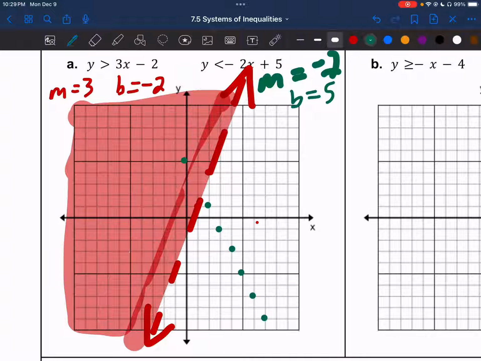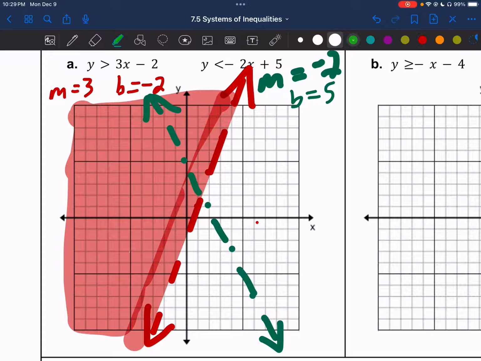And again, this is going to be a dashed line. So I'm going to try to just draw it in as dashed. It won't be as perfect, but it's all right for me. So if we are drawing this in, now we need to use our test point. Is 0 less than +5? Yes, it is. So we're going to shade below this line.